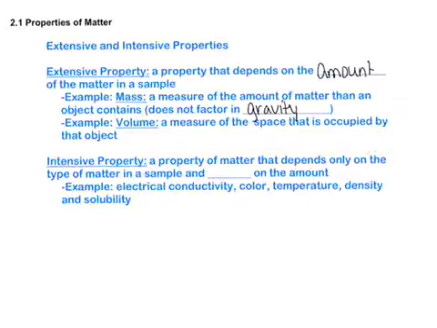So then the opposite is true of intensive properties, and this is a property of matter that depends only on the type of matter in the sample and not how much there is. So a piece of copper is going to conduct electricity regardless of how much there is of it, whether it's a 2-foot piece of copper wire or a 17-foot piece of copper wire. Color, temperature, density, and solubility will remain the same for any amount of the same object.